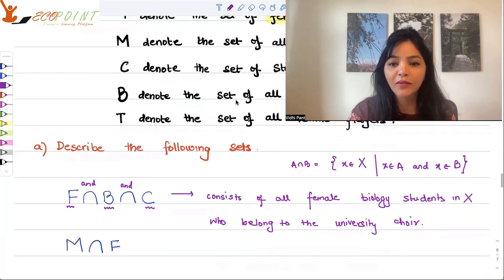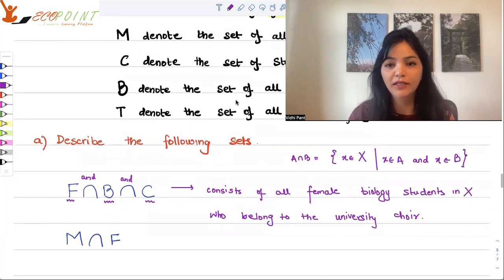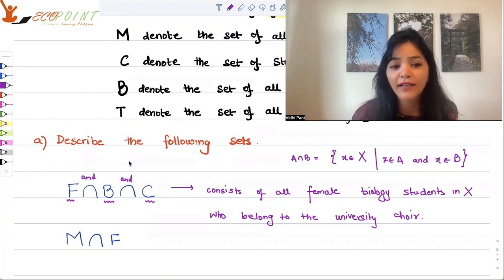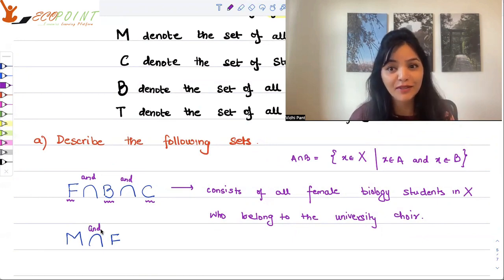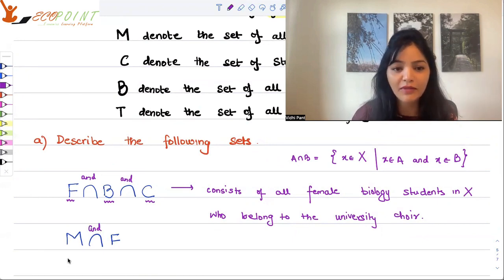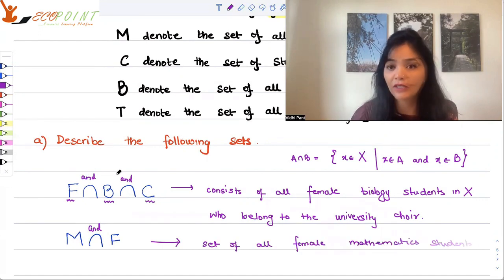The next symbol I want you to be carefully telling me is M intersection F. M denotes the set of all mathematics students and F denotes the set of all female students. So clearly M intersection F would mean mathematics and female students together. So we're talking about all female mathematics students. So clearly M intersection F is the set of all female mathematics students.